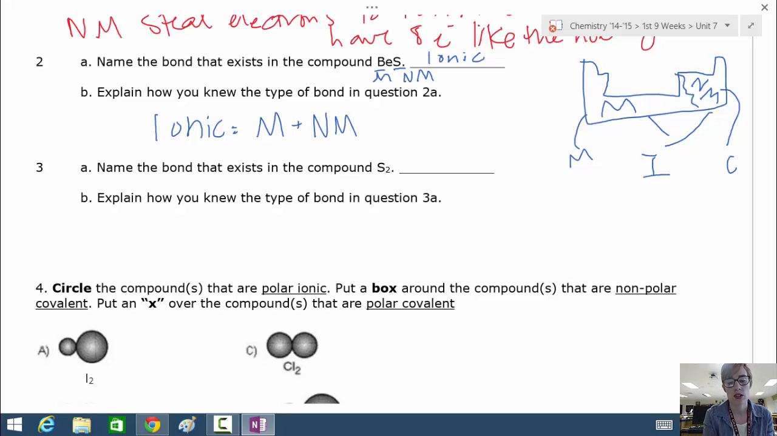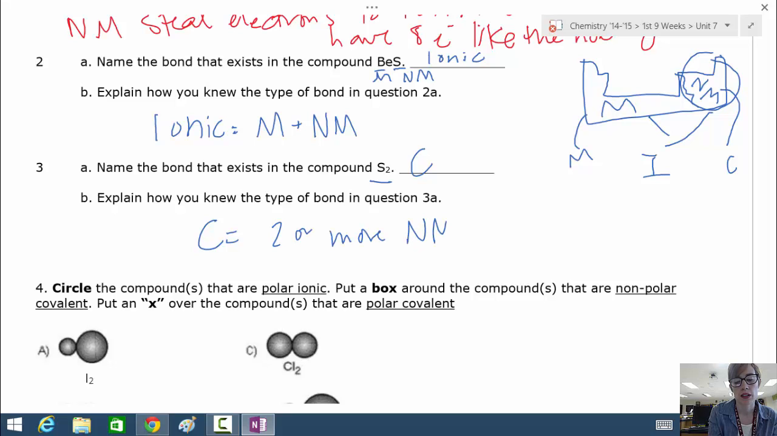Question 3 is the same question. It's asking what bond exists here. Well, sulfur is in the nonmetal section. And so 2 sulfurs means that this is a covalent bond. And we would say why? We would say covalents are 2 or more nonmetals bonded together.